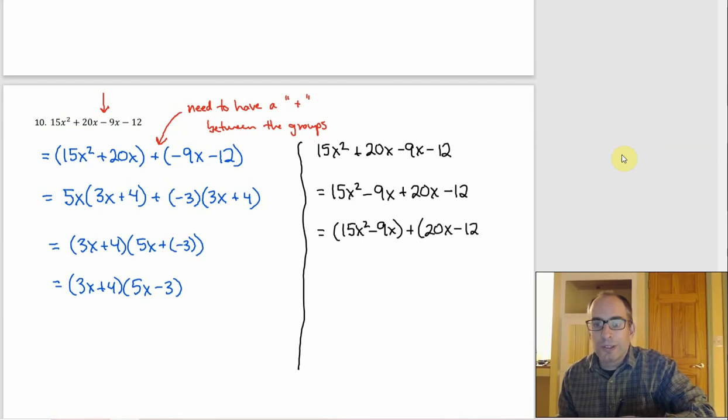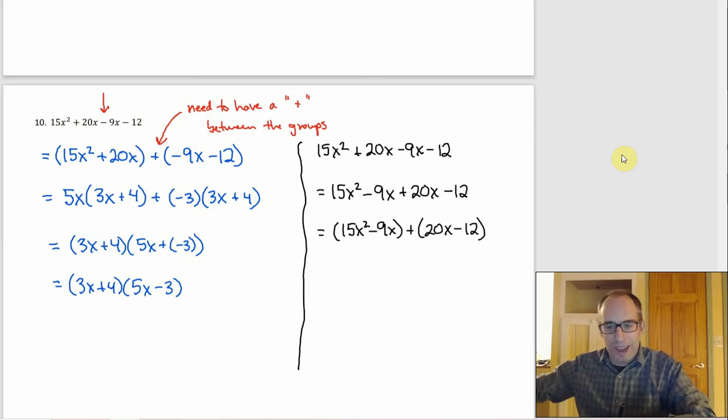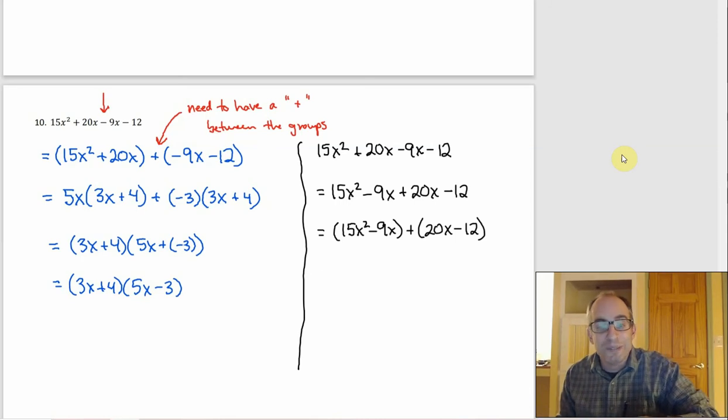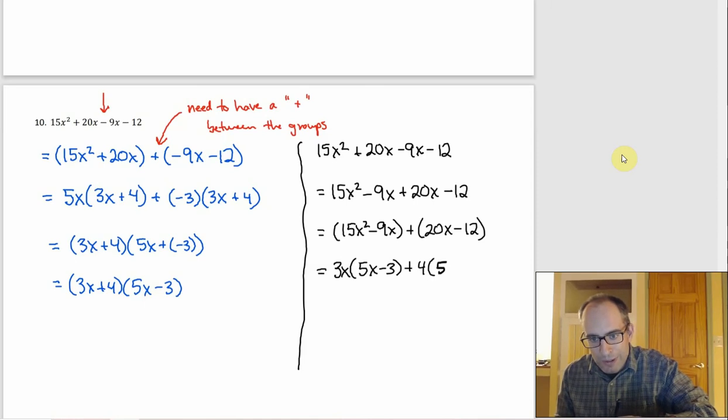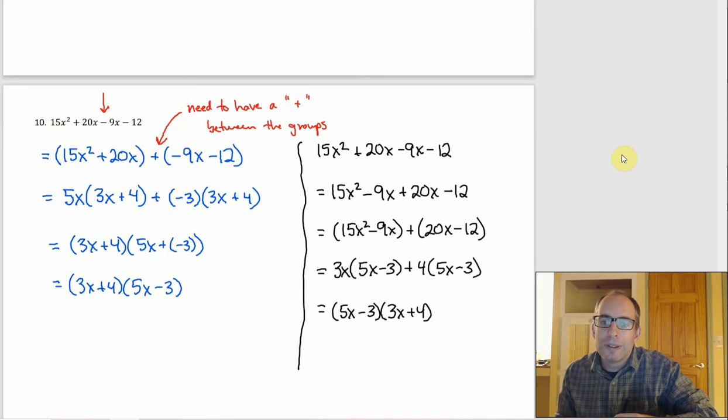So to me, this feels a little bit simpler. When I get these with the minus right in the middle, I always do this. Even though you can do it and just keep the minus with the 9, I always flip them if I can. And then, aha, now I have a plus in the middle, so that's one less thing I have to worry about. Then I can factor a 3x out of that first grouping, and I'm left with 5x minus 3. And I can factor a 4 out of the second grouping, and I'm left with 5x minus 3. I'm going to get the same answer: 5x minus 3 times 3x plus 4. And there we go.